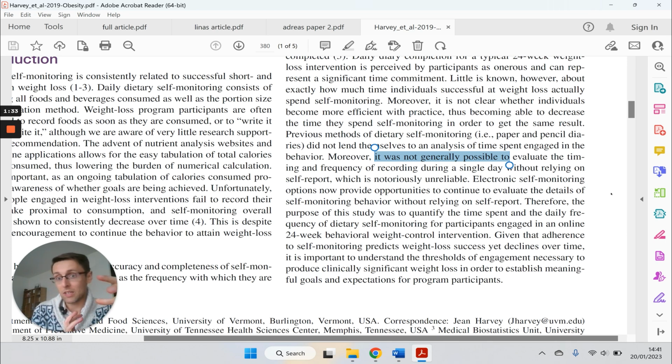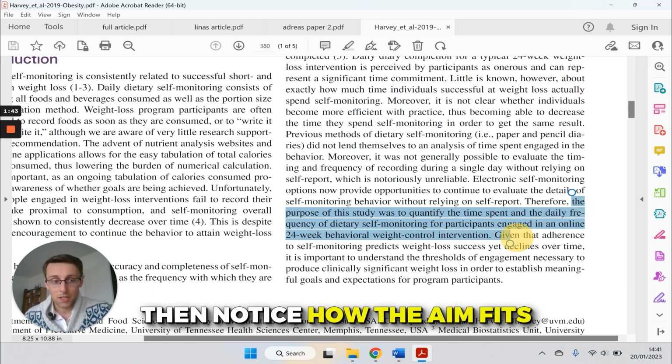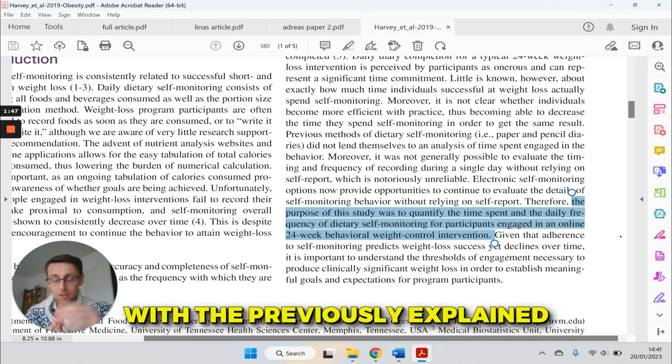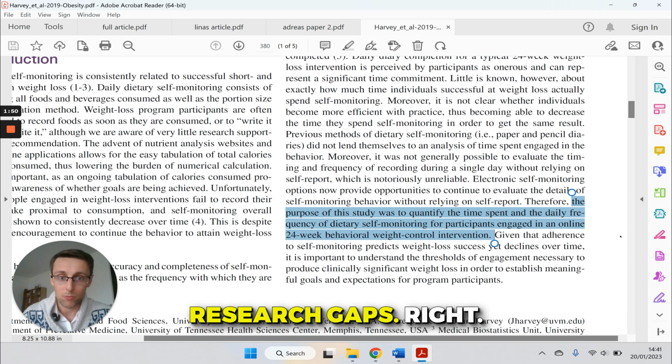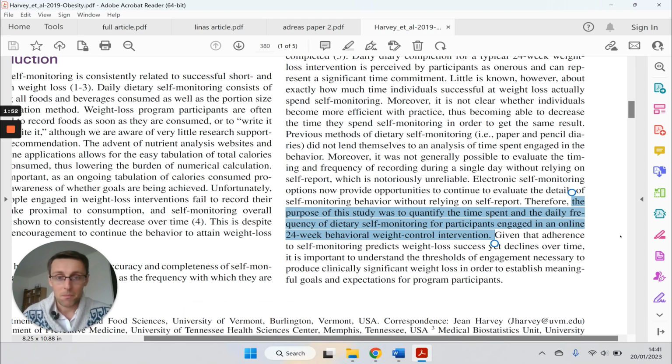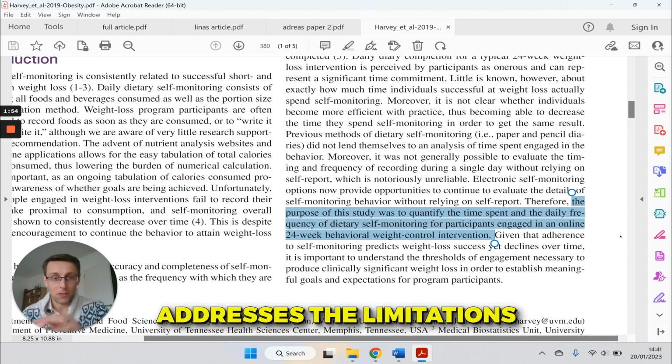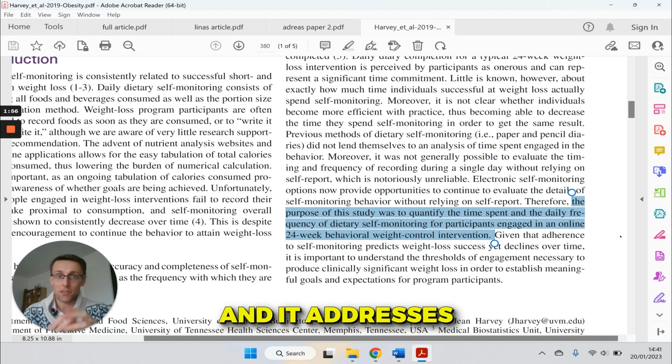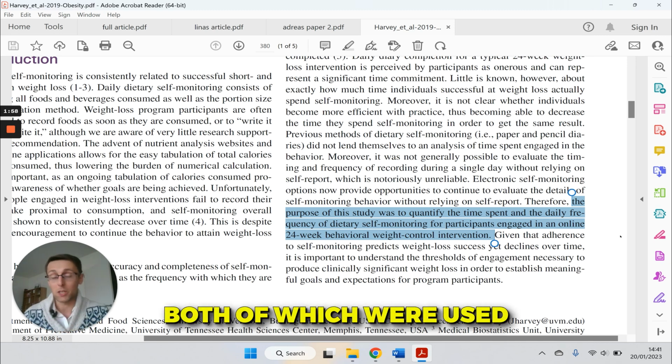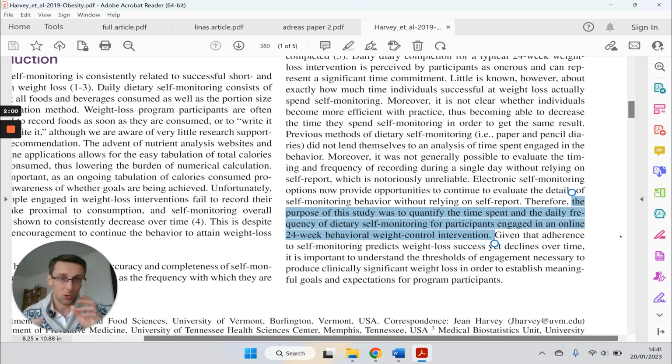So notice that the author combines two types of research gap to make the statement stronger, right? And also then notice how the aim fits perfectly like a glove with the previously explained research gaps, right? It addresses the limitations and it addresses the lack of knowledge, both of which were used as the research gap. So this is also something that you need to make sure of.